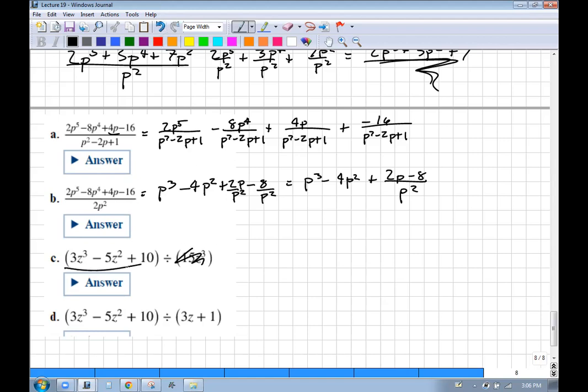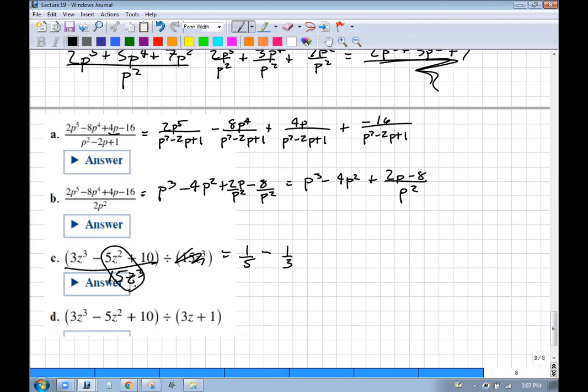Let's put it over here. 15z cubed. The z cubed over z cubed goes away. 3 over 15 gives me what? 1/5. 3 over 15. Now here I have a negative. 5 over 15 is 1/3.